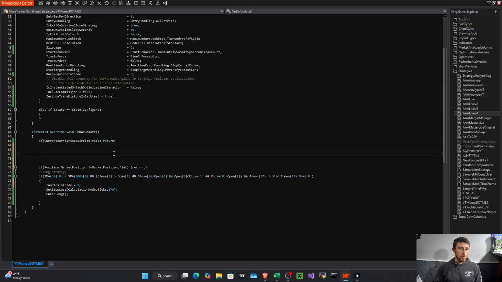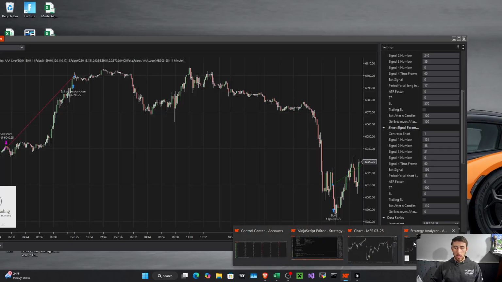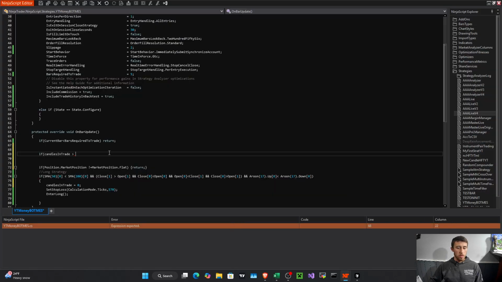So above this, even when we're not flat, this is code that we want to run through. So we're going to do if candles in trade is greater than, in this case we have 120, then we exit long.